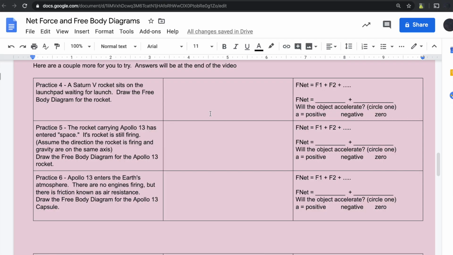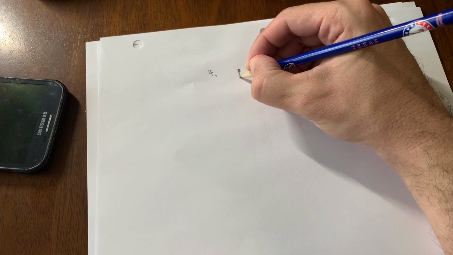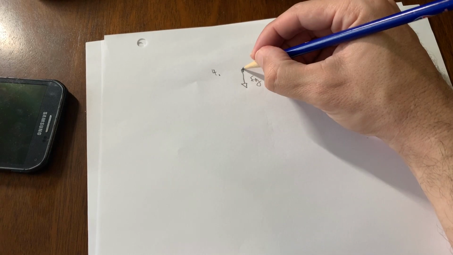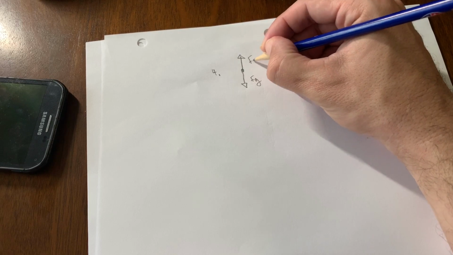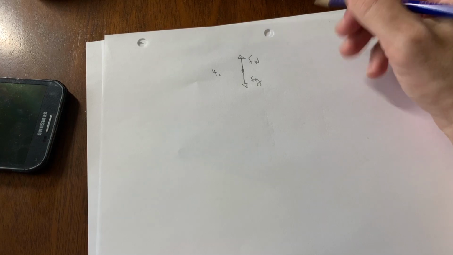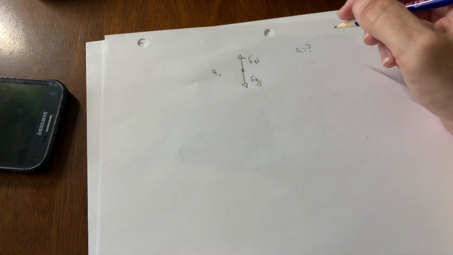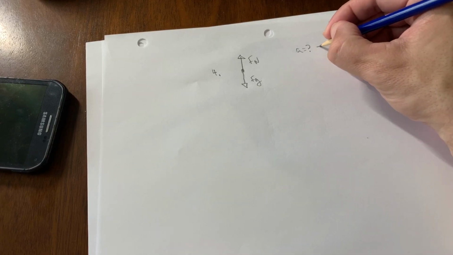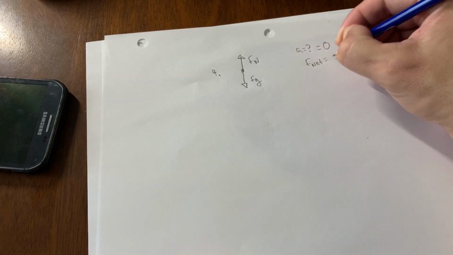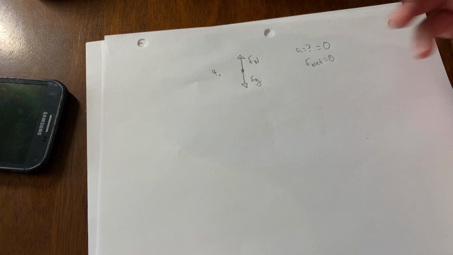A Saturn V rocket sits on the launch pad waiting for launch. Draw the free body diagram of the rocket. So I've got a rocket sitting on the launch pad. So we've got gravity, the force of gravity, and then we've got the ground pushing back on it, and that's called the normal force. Is the rocket moving or is it still on the ground? In other words, is it accelerating? Is it moving? Is it at rest? It's at rest. So the acceleration must be equal to 0, which means the net force has to also be equal to 0. That means the rocket's just sitting there on the launch pad.